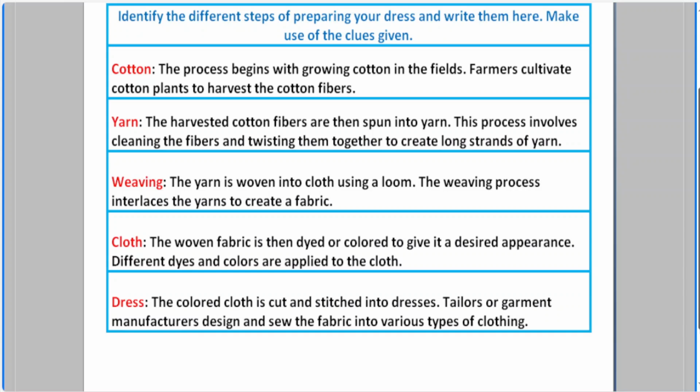The yarn is woven into cloth using a loom. The weaving process interlaces the yarns to create a fabric. The woven fabric is then dyed or colored to give it a desired appearance. Different dyes and colors are applied to the cloth. The colored cloth is cut and stitched into dresses. Tailors or garment manufacturers design and sew the fabric into various types of clothing.